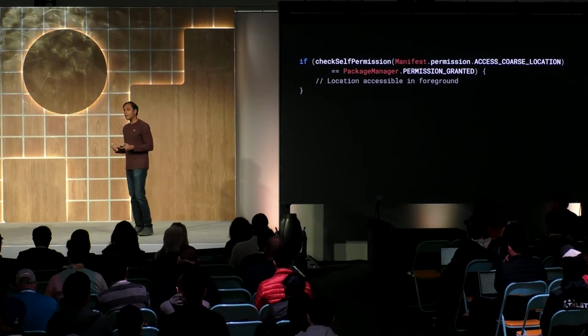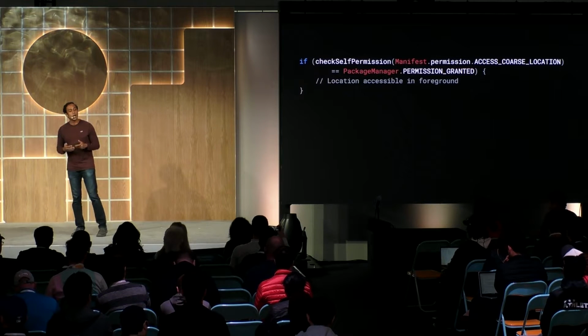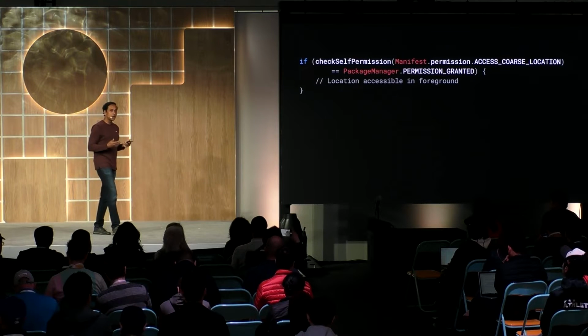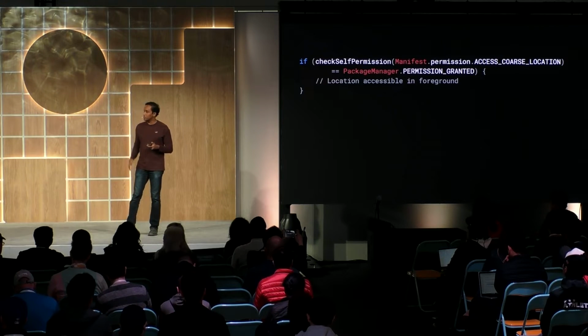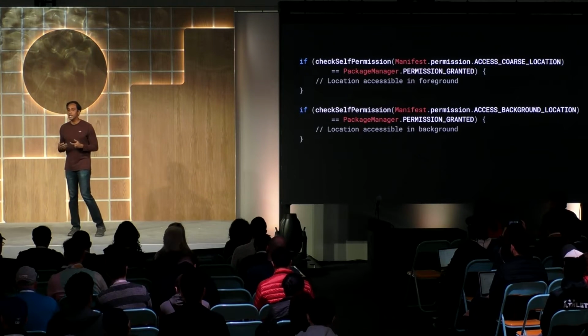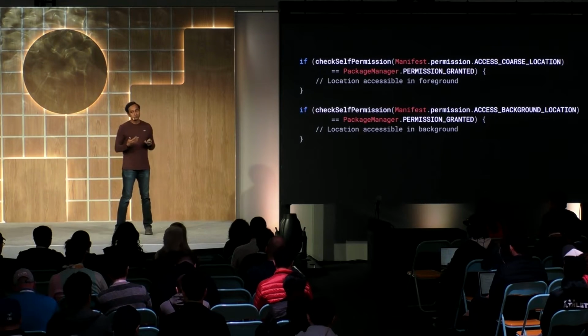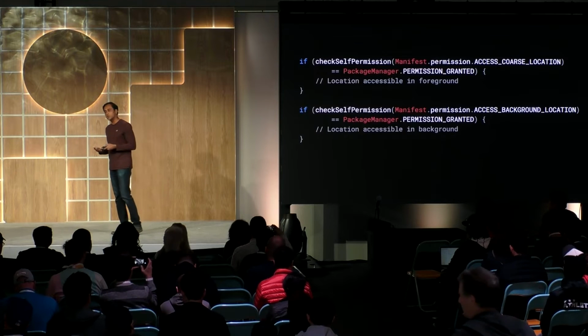On that note, how do you know if your app has access to device location in the foreground and/or in the background? You can use the check self-permission method to see if your app has been granted access fine location or access coarse location permission. And if it has been granted, your app can access the user's device location in the foreground. You can use the same method to check if the app has access background location permission granted. And if it has been granted, your app can now access the user's device location in the background.